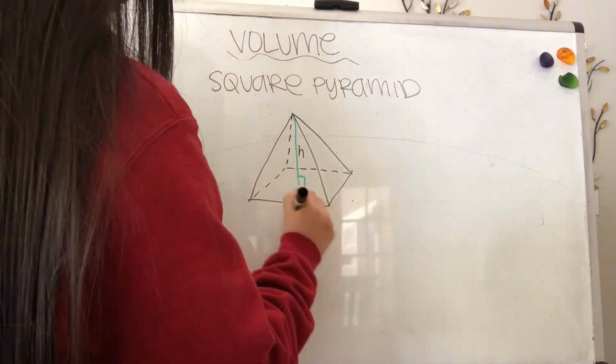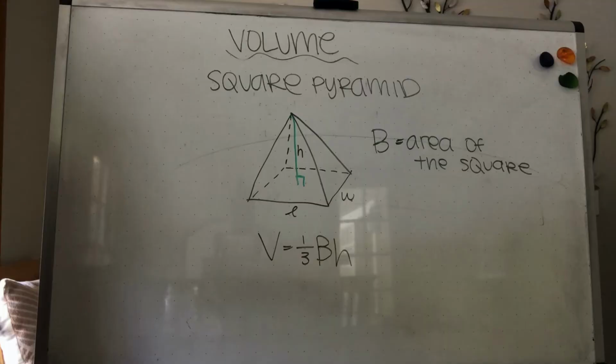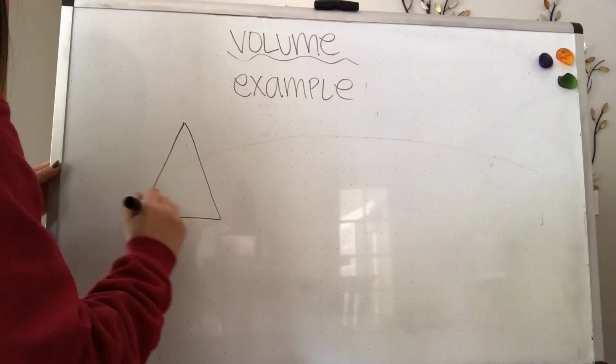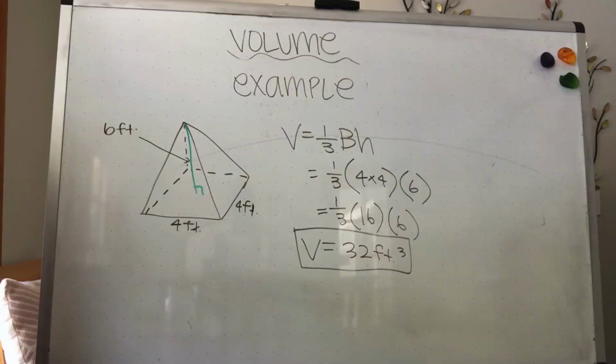Next, we have the square pyramid, and this is a pyramid with a square base. The formula would be 1/3 times base times height. And the base always refers to the area of the bottom, or in this case, the square. In this example, it gives us the height, which is 6 feet, the length of the base, which is 4 feet, and the width of the base, which is also 4 feet. When we plug it into the formula, it's 1/3 times 4 times 4 times 6. And when we multiply everything, the answer is going to end up being 32 feet cubed.